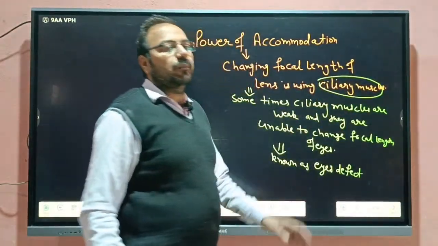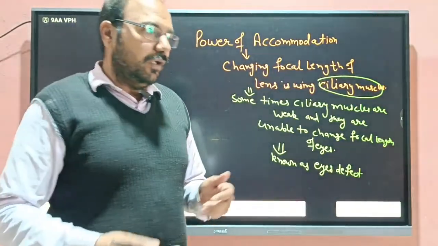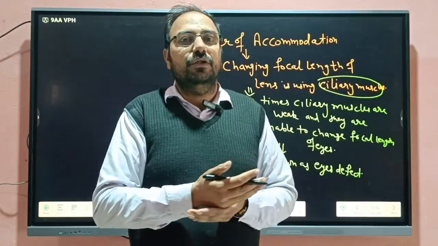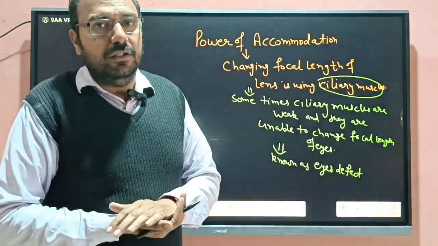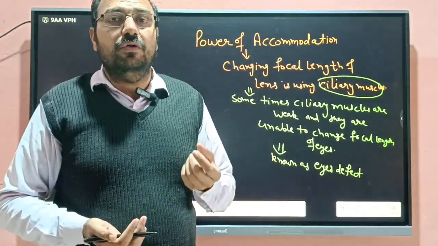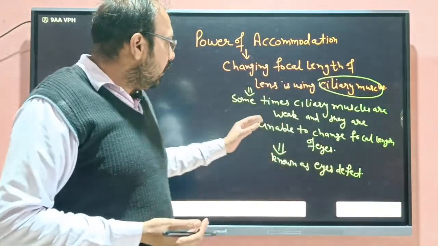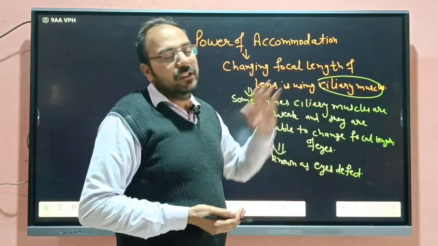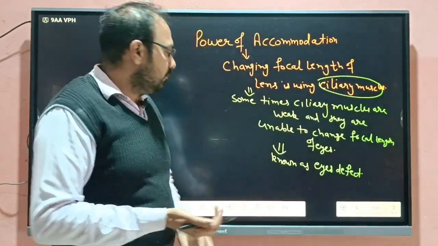But sometimes our convex lens is also damaged, and a white layer forms on the front part of the convex lens. So this is another defect which is related to the lenses. The lens becomes milky cloudy, and we are not able to see the object. But the main defect here is due to the ciliary muscle. So the first defect here is myopia.